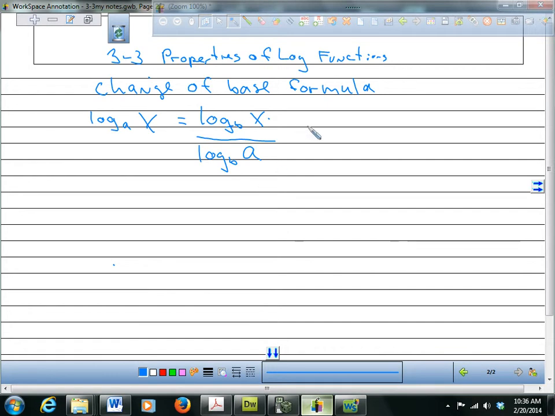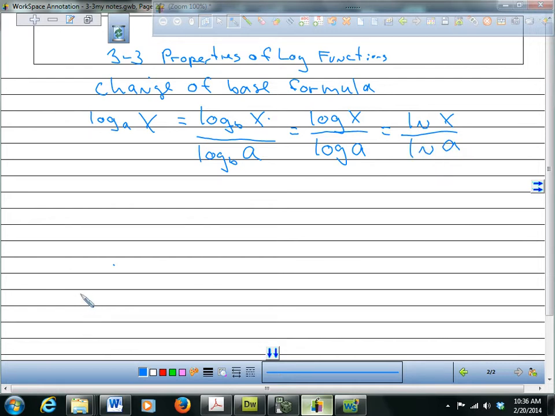Which is equivalent to saying that this is also equal to log base 10 of x over log base 10 of a, because that base can be 10. You can also use natural log, because it doesn't matter what the base is that you use.